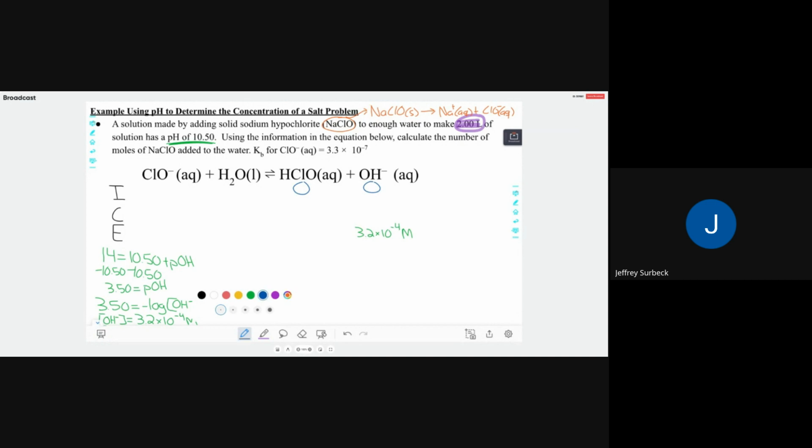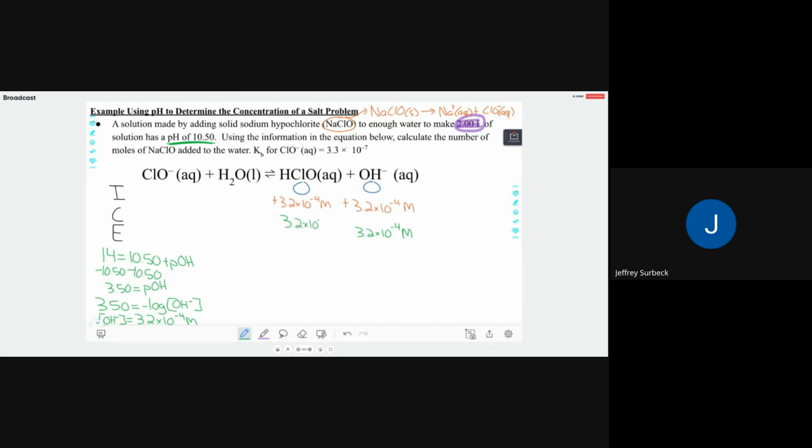3.2. Exactly the same amount. So we can say plus 3.2 times 10 to the negative fourth M. Well, HClO, they're 1-to-1 coefficients. So how much did HClO gain from initial to that equilibrium? Yep, exact same quantity, which means our items of interest on the right-hand side are already solved for, and we know the equilibrium concentration, okay?